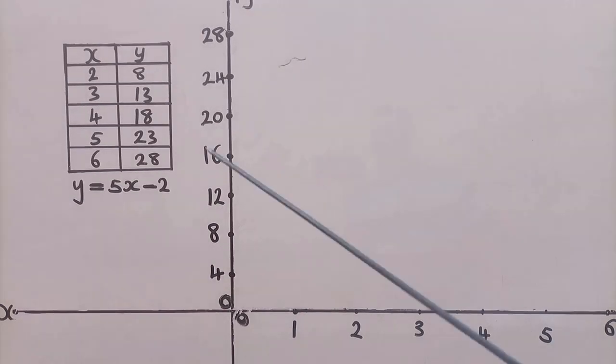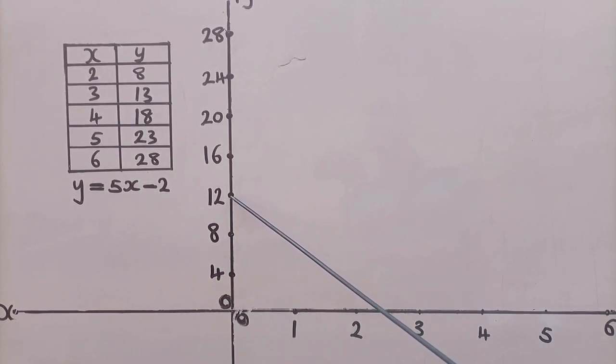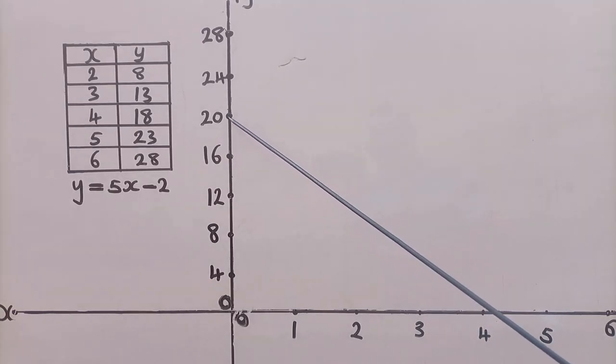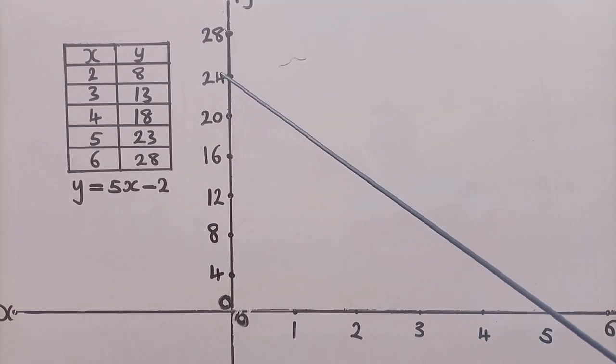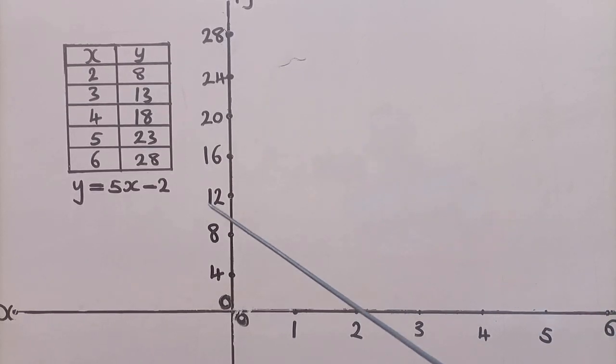That is it. From here to here is 4 units. From here to here, 4 units. That means from 4, the next 4 we make it 8. The next 4 we make it 12. The next 4 we make it 16. The next 4 we make it 20. The next 4 we make it 24. And the next 4 we make it 28. This is the calibration of that axis.